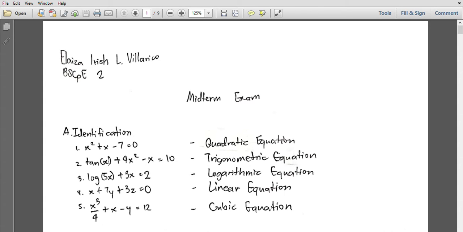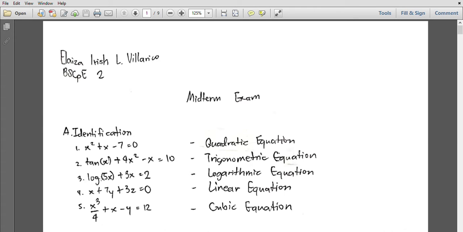Number 2. Tangent x plus 4x squared minus x is equal to 10. This is a transcendental equation that consists of a trigonometric function which is tangent. As we can see here, tan x. So therefore, it is a trigonometric equation.